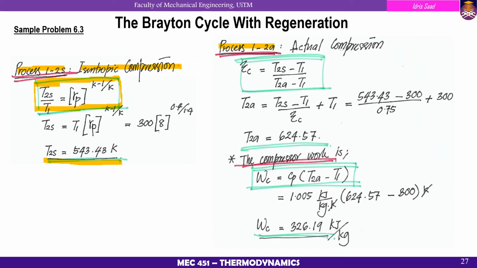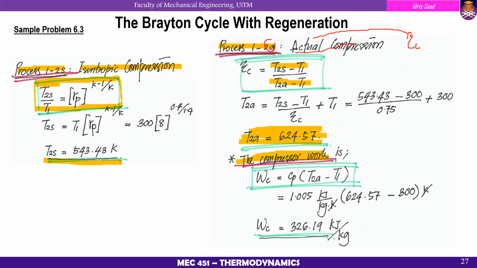Now we can proceed to process 1 to 2A. Please do remember, if we have 2A, this is related to the actual. So when we relate to actual, we use the efficiency of the compressor or the efficiency of the turbine. The equation for the efficiency of the compressor is T2S minus T1 divided by T2A minus T1. We rearrange this equation and we should get that T2A is equal to 624.57 Kelvin.